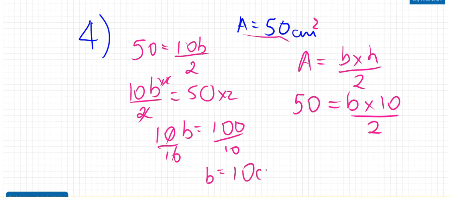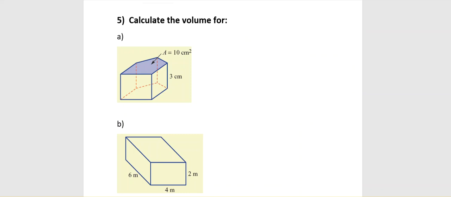Our units are centimeters. Don't write squared. We haven't found the area. We already have the area. We found the length B on the bottom, which is 10 centimeters. So we can see how useful solving equations actually is. Our next couple of questions involve calculating the volume. So have a go first, and we'll just do some revision on what volume is.